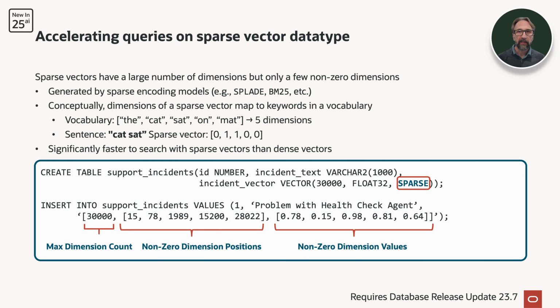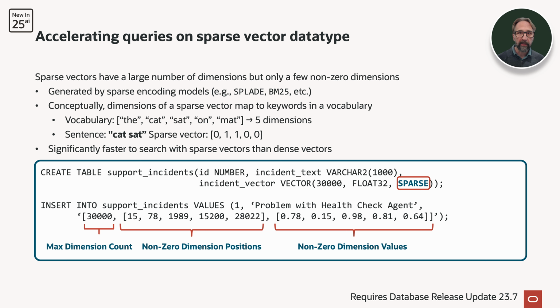Sparse vectors have a large number of dimensions, but only a very few non-zero dimensions. They're generated by sparse encoding models such as SPLADE and BM25. And conceptually, dimensions of a sparse vector map to keywords in a vocabulary, such as the cat sat on that. A sentence, therefore, of cat sat would result in a sparse vector of 0, 1, 1, 0, 0. This is significantly faster to search with sparse vectors than with dense vectors.